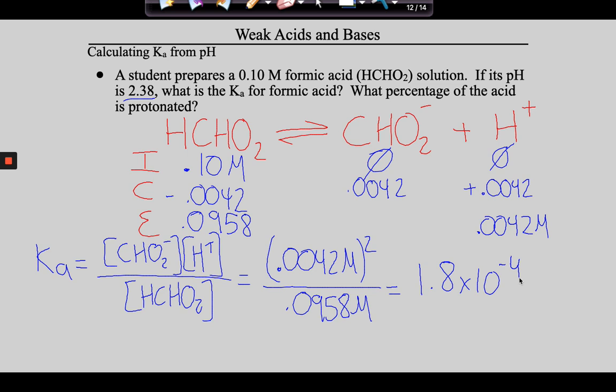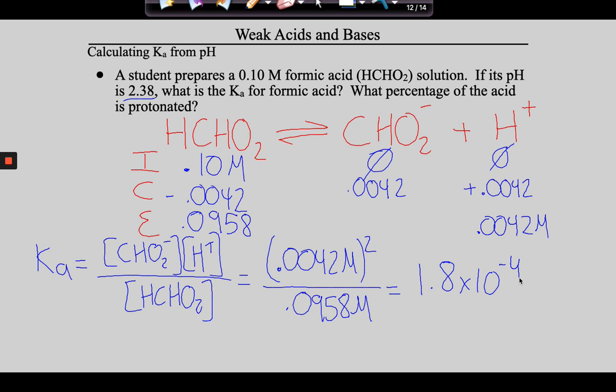The subtraction. So the idea is we started with 0.1 molar. We lost 0.0042 molar because we know that's what we picked up in protons. So for every proton we form, we lose one of these. So we subtract, and that's where that comes from. Is that okay? Other things, y'all? Okay, now guys, what we've got to do is answer the second part of this question. It says, what percentage of this acid is protonated?